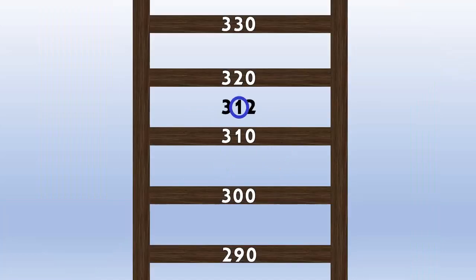Now imagine we want to round a bigger number. We can choose which place value to round. If we round to the nearest 10, that means we are counting by tens on our ladder steps. If we round to the nearest 100, that means we are counting by hundreds on our ladder steps. The round number below 312 is 300. The round number above it is 400.